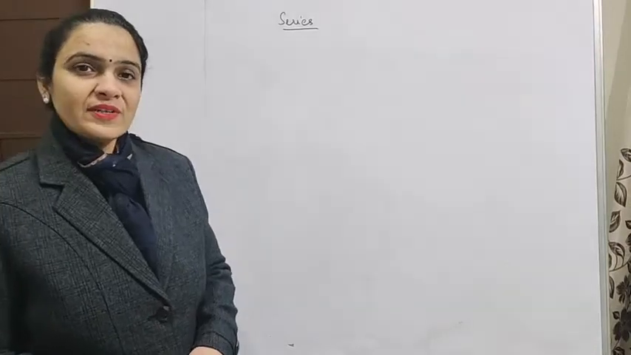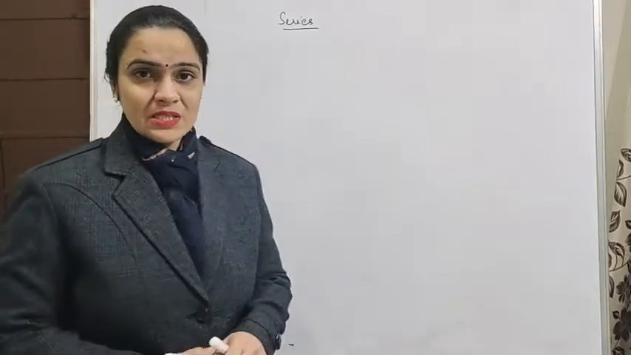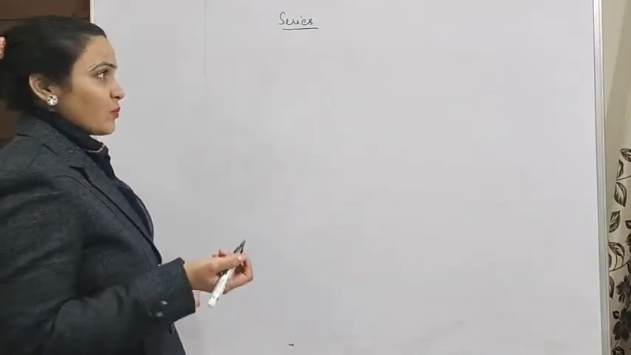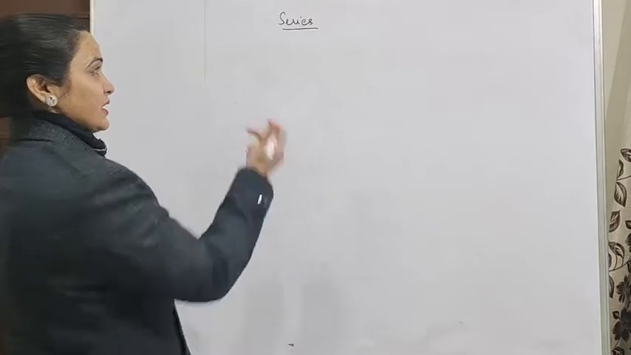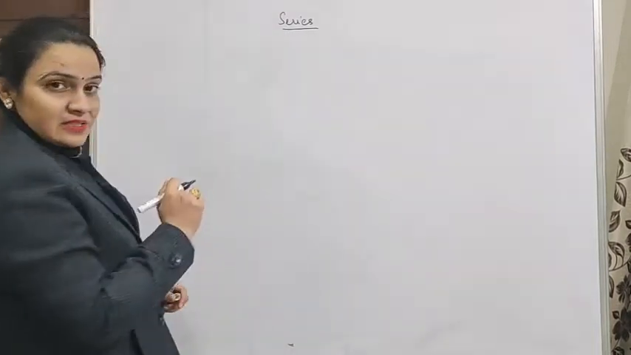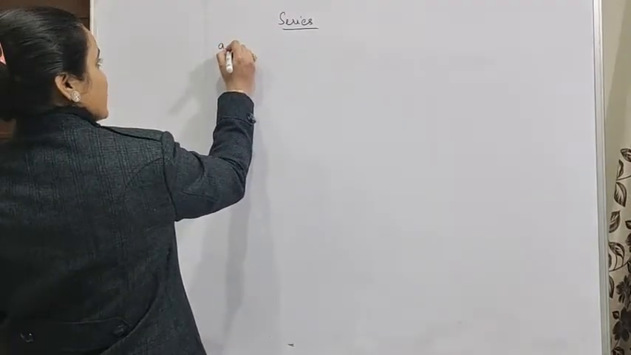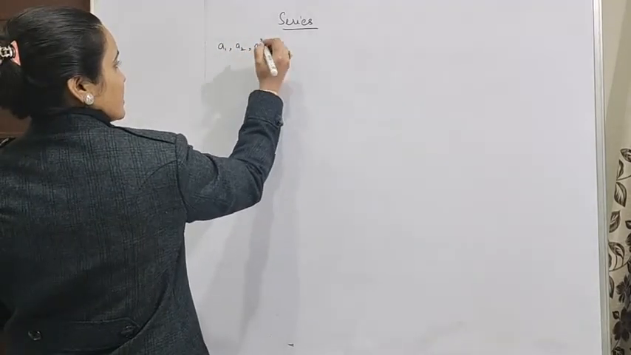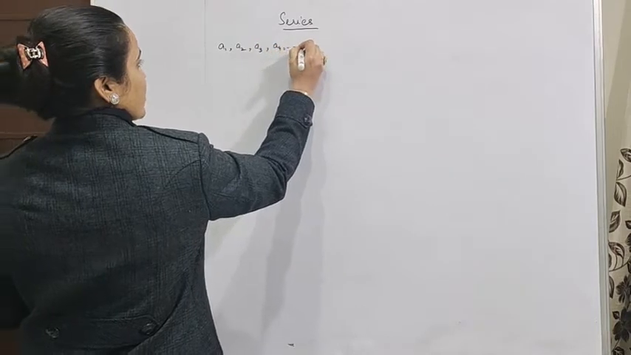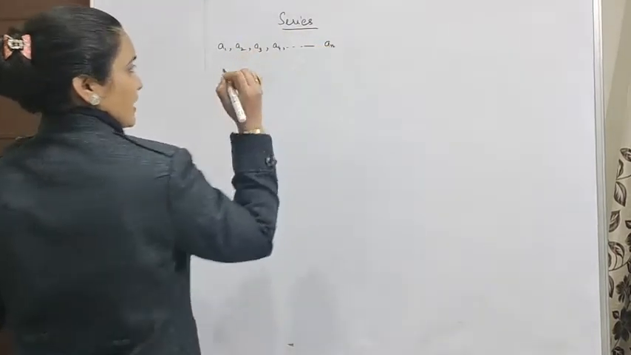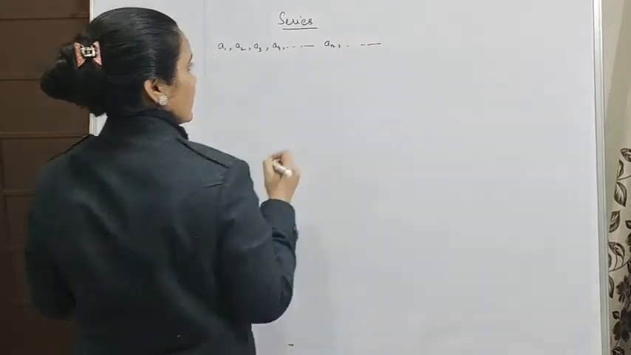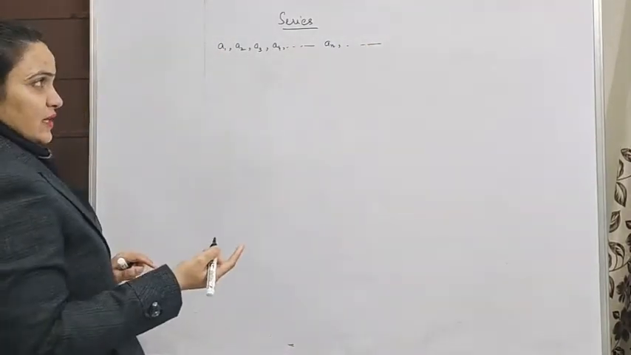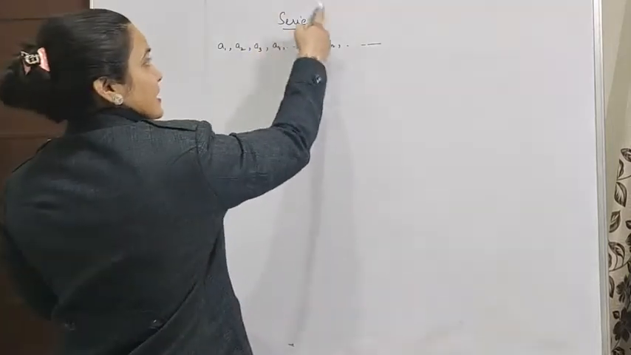Hello students, after sequences, today we start with series. If the terms of a sequence are connected by a positive or a negative sign, then we call that a series. Suppose we have a sequence with first term A1, second term A2, third term A3, fourth term A4 and so on, and nth term An. If we connect these terms with positive or negative signs, then we call that a series.